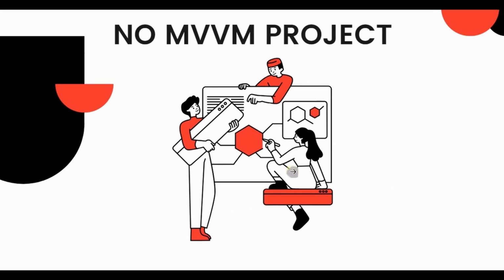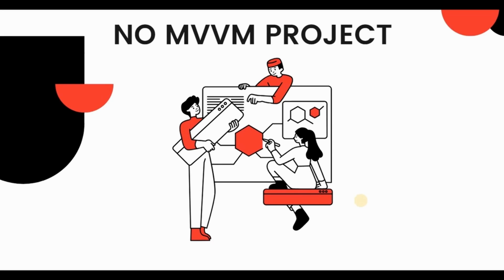Like in corporates, usually multiple team members work on the same project, right? But imagine that project with no MVVM structure. Like data, UI, logic, everything in the same package. It will be so confusing for each member to understand that project, right? But now imagine the same project with MVVM structure.